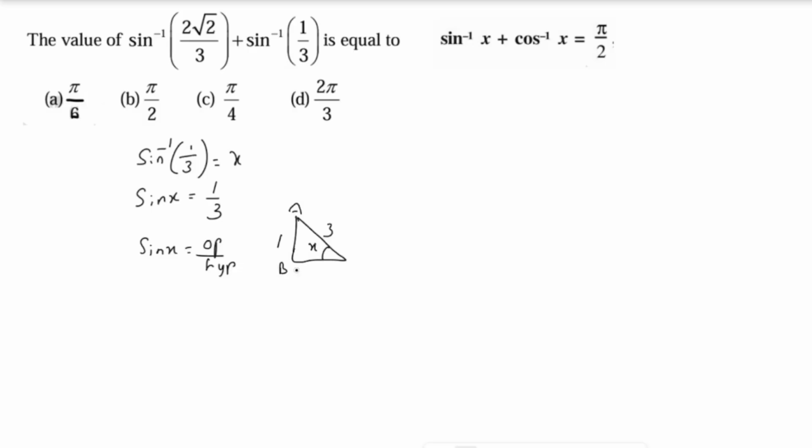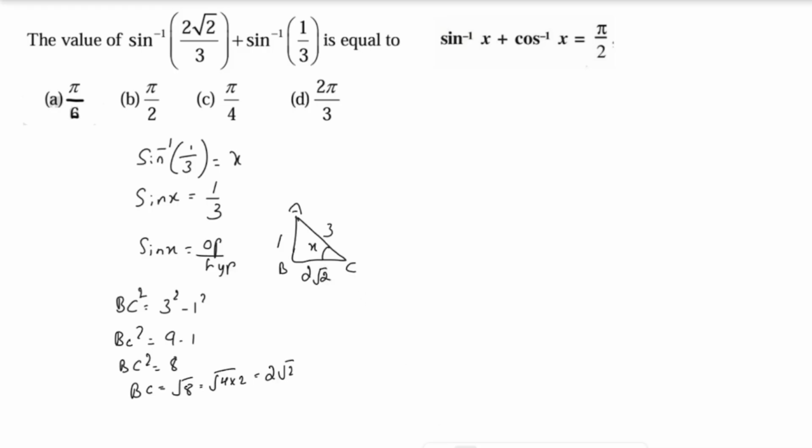So ABC. To find BC, that is adjacent, BC square is equal to 3 square minus 1 square. BC square is equal to 9 minus 1. BC square is equal to 8. BC is equal to square root of 8. This can be taken as 4 into 2. So the final answer is 2 root 2. We got this value 2 root 2.